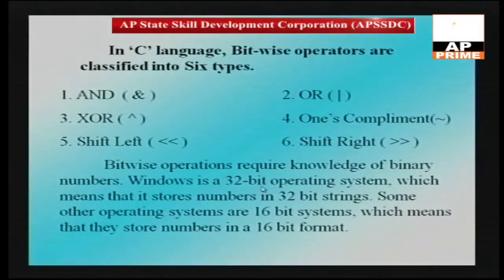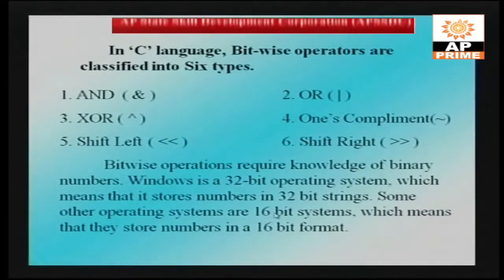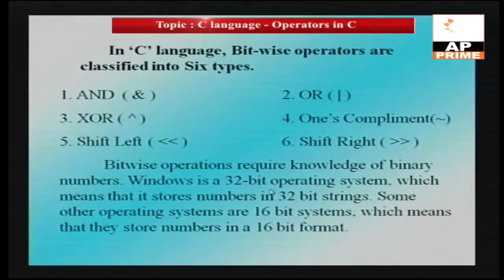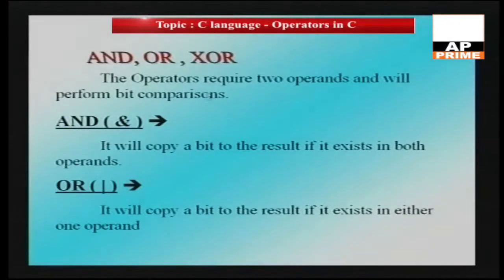Now you see, if I have 2 bytes, that means a 16 bits number. If I have 4 bytes, that means 32 bits. What is meant by AND operation? Bitwise AND. You know the logical AND truth table: if both conditions are true, then only true; if any one is false, false. Coming to the bitwise AND, if both binary bits are 1, then only 1. If any one is 0, 0.